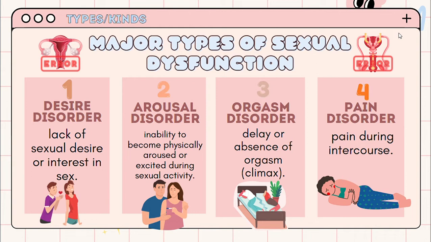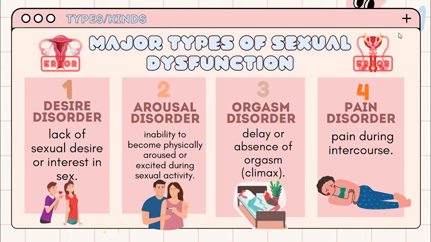Yun yung desire disorder. Next naman is our arousal disorder, which is the inability to become physically aroused or excited during sexual activity. Dito naman, parang connected siya sa una, pero dito sa arousal, may ginagawa na. Yung kaibahan lang nila, sa desire disorder, wala pang ginagawa. Dito sa arousal disorder, may ginagawa na. May ginagawa nang activity or sexual activity, pero wala pa rin siyang nararamdaman. Kung baga, hindi pa rin siya affected.